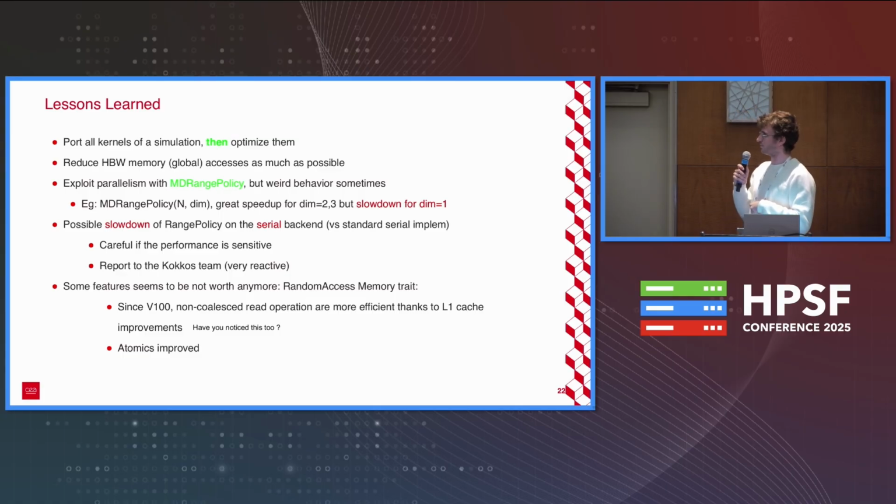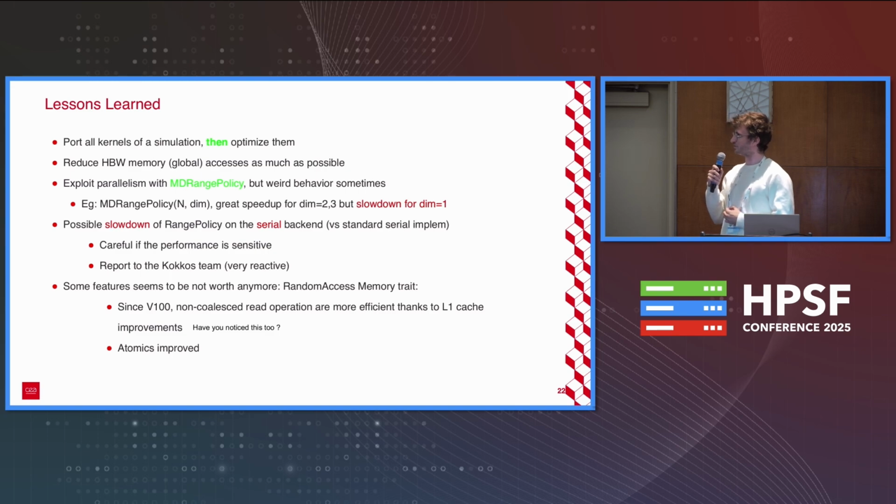We also saw some slowdown of RangePolicy in the serial backend versus a standard serial loop. So you have to be careful if the performance is sensitive here, and report to the Kokkos team, which was reactive in our case and solved the issue that we mentioned. So don't stay in your corner. Talk to the Kokkos team, right?